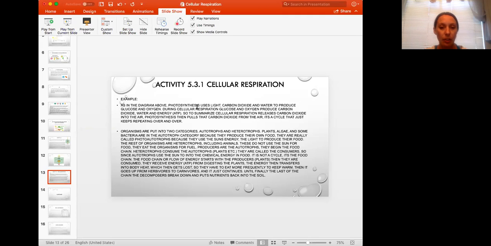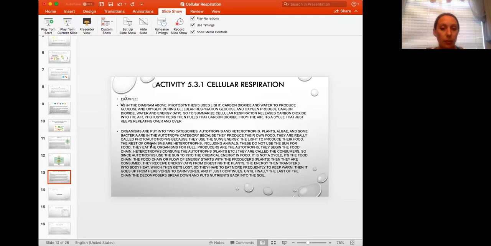So we get that production of that sugar. We get oxygen. With cellular respiration, we get the transfer of that glucose into a usable form, ATP, and carbon dioxide. Okay, second paragraph describing how this works in an ecosystem. It says organisms are put into two categories, autotrophs and heterotrophs. Plants, algae, and some bacteria are in the autotroph category because they can produce their own food. They're really called photoautotrophs because they use the sun's energy. So there's our light source, our energy source, the light to produce their food.